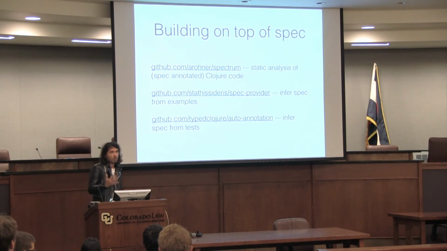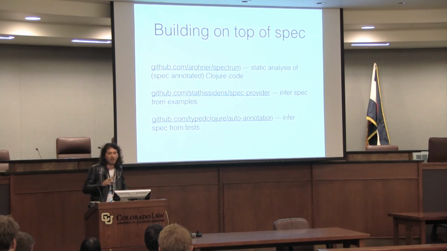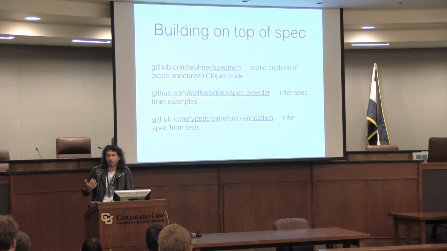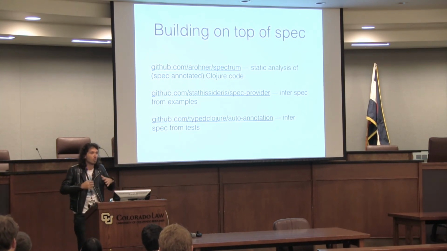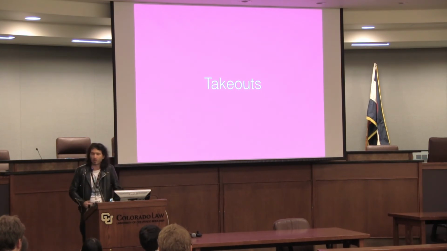And there are already people building interesting things on spec. I'll mention 3 of them, which I guess are interesting to the audience here. One is a project which tries to do static analysis of spec-annotated Clojure code, really emphasizing this part of spec being a type system. And then there are 2 ways people are trying to infer spec, either from examples or by taking a test and transforming it back into spec. I'm very excited about the possibilities that spec is offering, and I think we're just scratching the surface of what can be done when you have a type system that is, in a way, available to you during runtime, and how we can think about doing that differently.